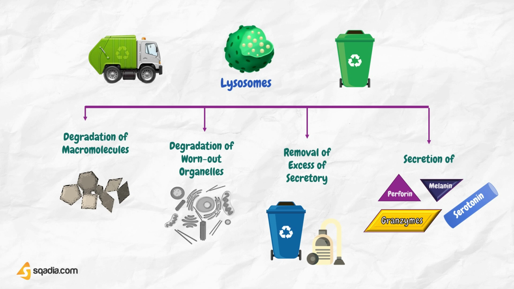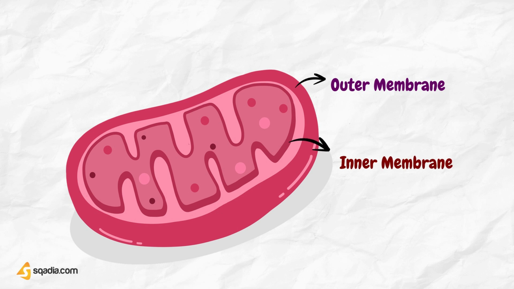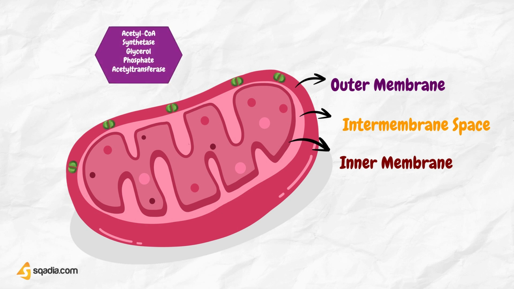A cell needs energy to perform its activities. This energy is produced by a very important organelle known as mitochondria. The mitochondrion is a membrane-bound cytoplasmic organelle concerned with the production of energy. It is also called the powerhouse of the cell. It has a double membrane structure. The outer membrane is smooth and encloses the contents of the mitochondrion.